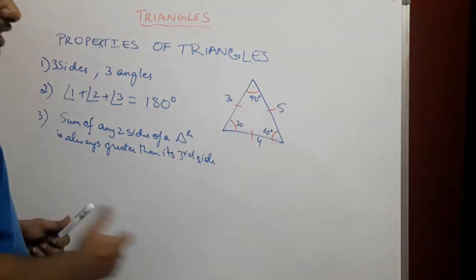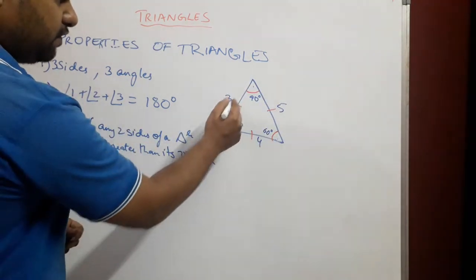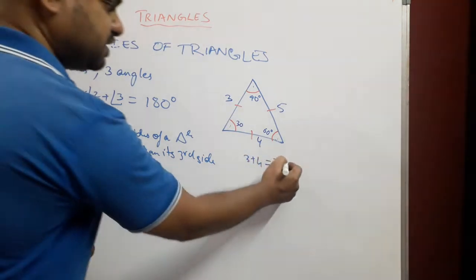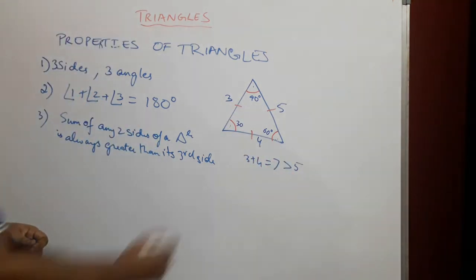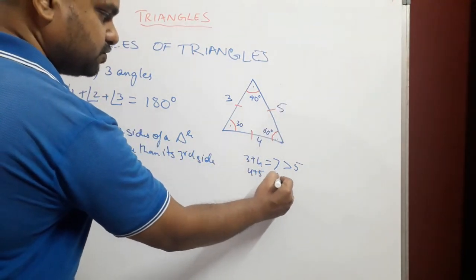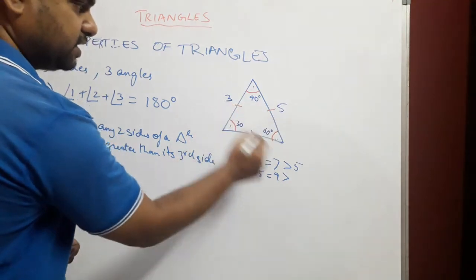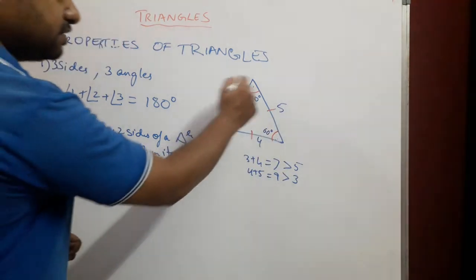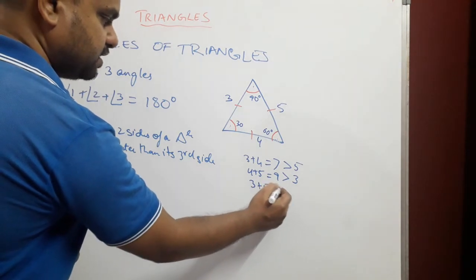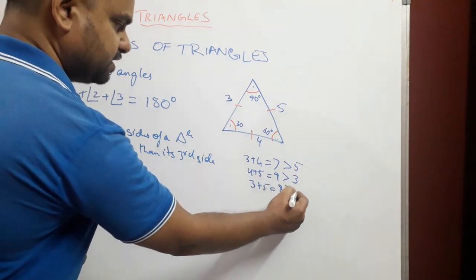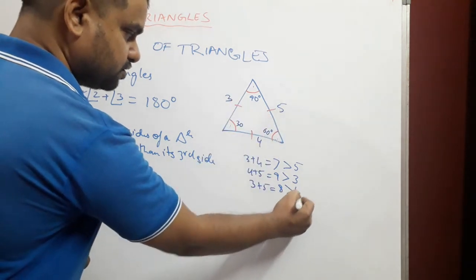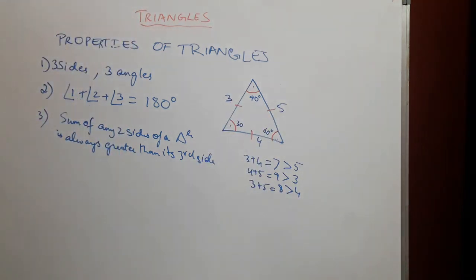Let us test this property. For this, let us combine these two. So if we take 3 plus 4 equal to 7, and 7 is greater than 5, right? Let us take these two. 4 and 5 comes to 9, which is greater than the third side, 3. Let us take these two now. 3 plus 5 is equal to 8, which is greater than the third side, 4. Okay.